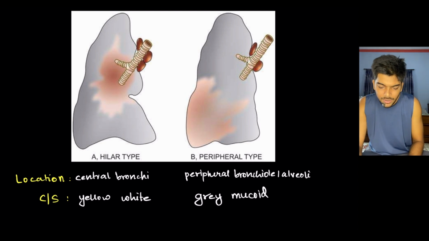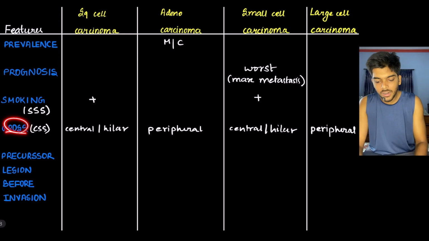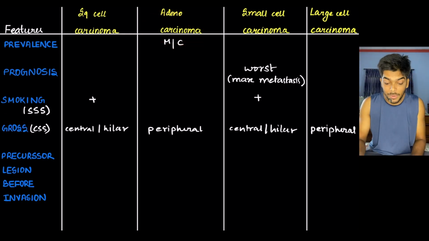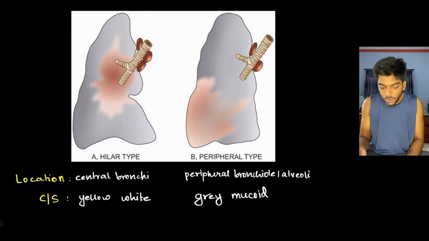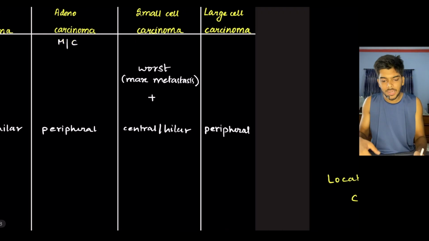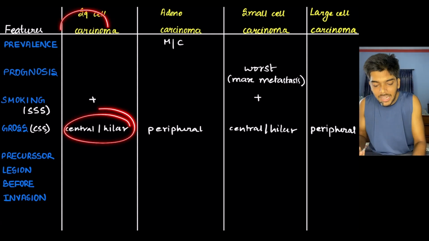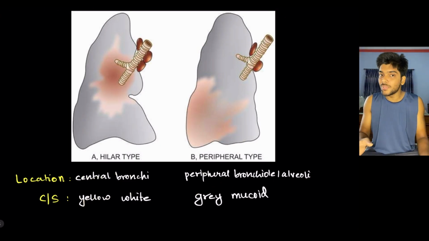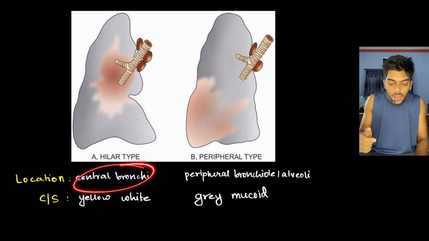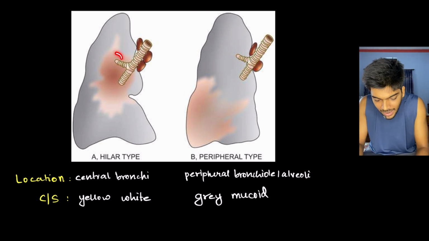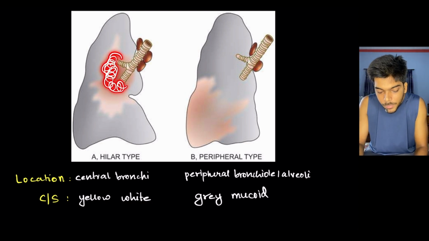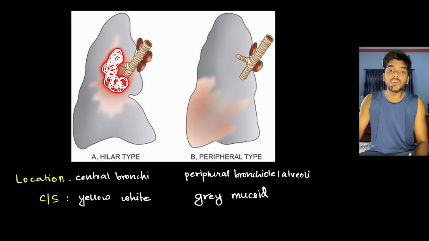So let's take an example. Let's say I ask you the gross feature of adenocarcinoma. You know that adenocarcinoma has peripheral type of lung cancer. That means it arises from peripheral bronchiole or alveoli and the cut section is gray mucoid. That's it. Another example. Let's say I ask you the gross feature of squamous cell carcinoma. You know that it is central or hilar type, so you can say that it arises from central bronchi plus the cut section is yellow-white. Another thing, the central type, as they grow, they can easily obstruct the airway, the bronchi, the primary bronchi, the secondary bronchi, leading to obstruction in airflow.